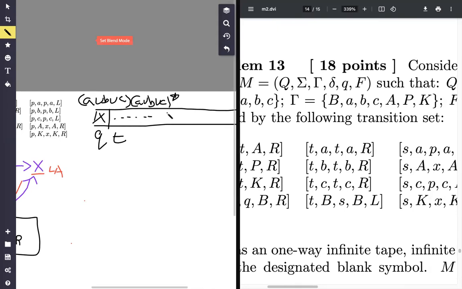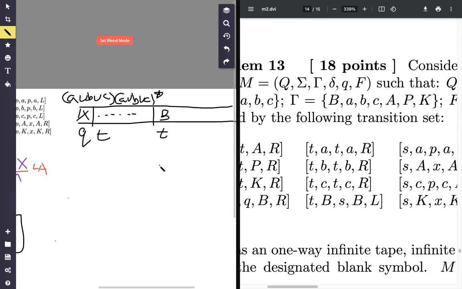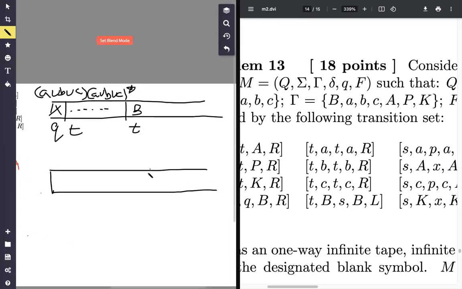Then we keep moving to the right. And then eventually the only way to go from T to S is if we see a blank. Okay, so we see a blank. We're in state T and we see a blank and we move left. So now we're in state S. Let me copy it over, right, because we're moving to the left now.